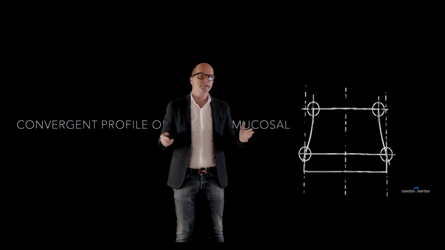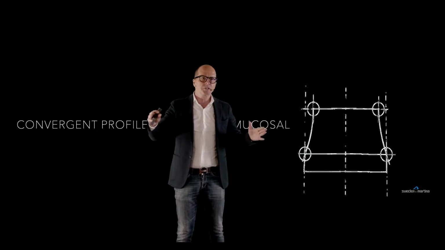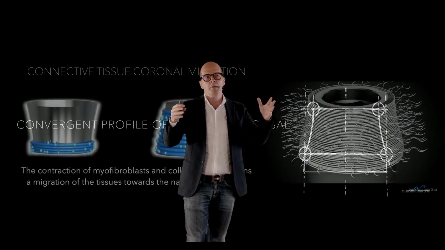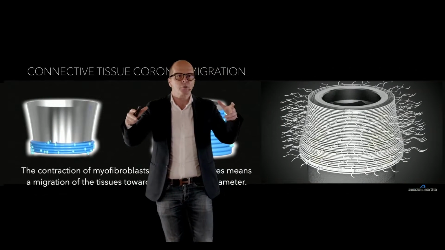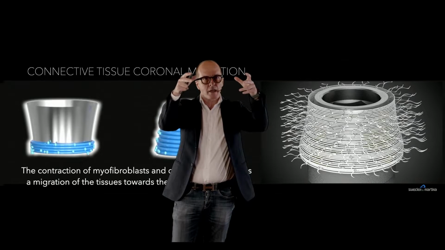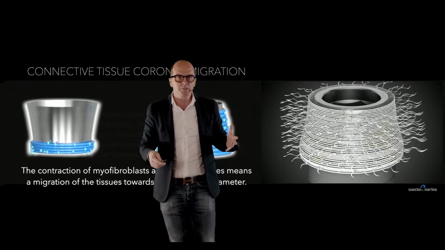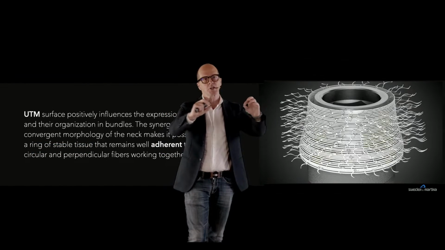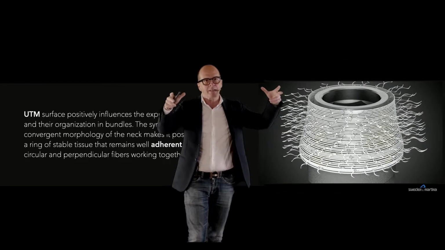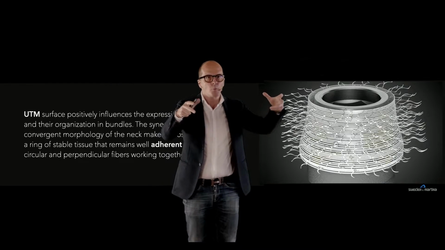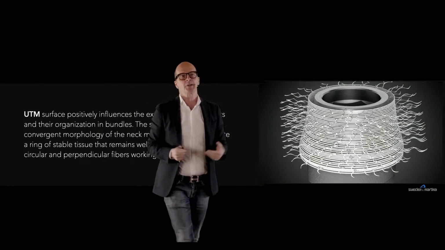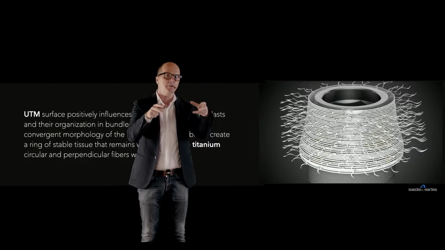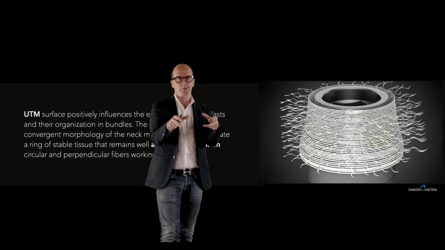So if we think like this and we focus on the neck, we see the convergent profile of the intramucosal, which is nice because the myofibroblasts migrate towards the narrowest diameter. And at the same time, the circular fibers find an ideal situation with the UTM surface, and they get attached to the neck and work together with the perpendicular ones. So we have a thick connective tissue all around the neck. Again, we have a biological seal.